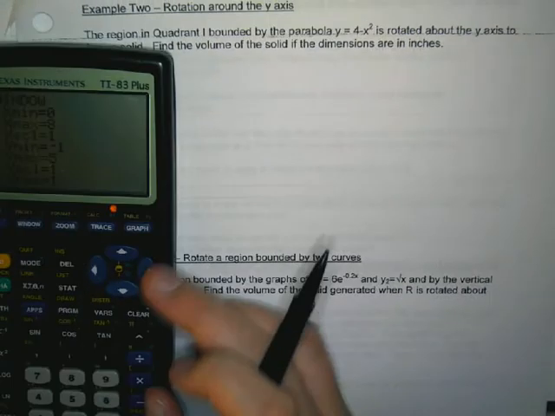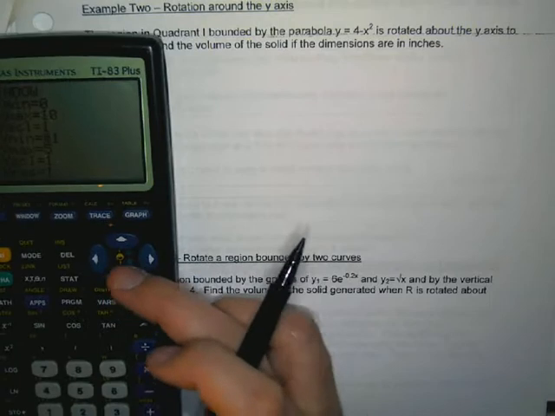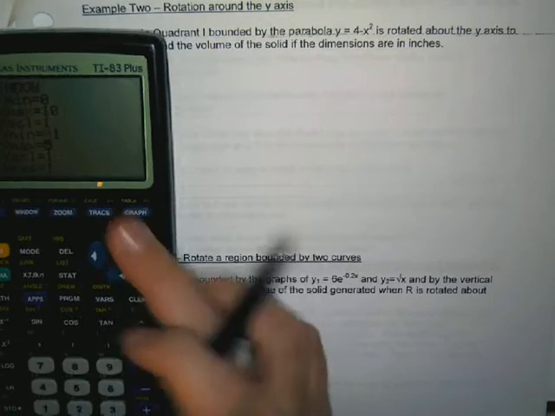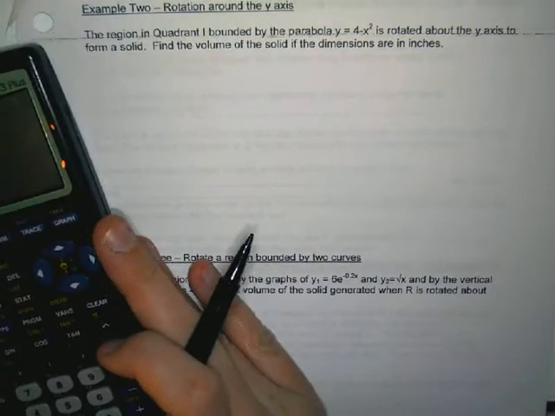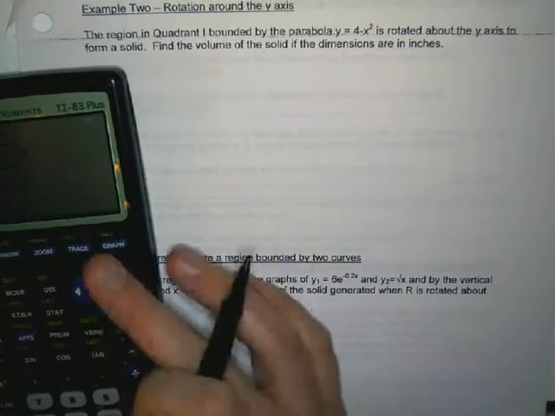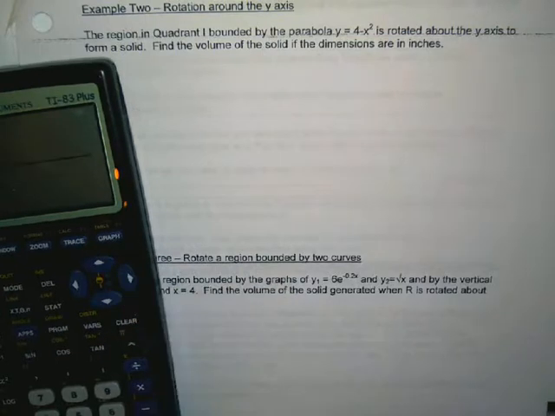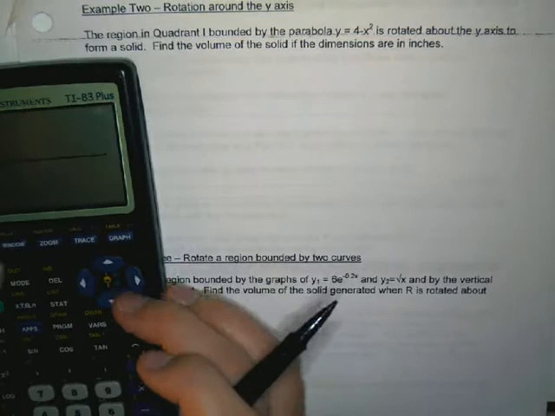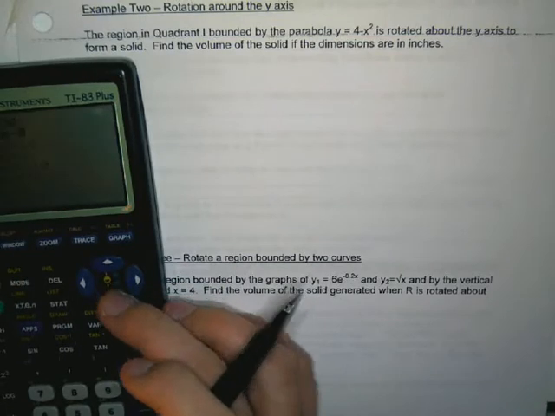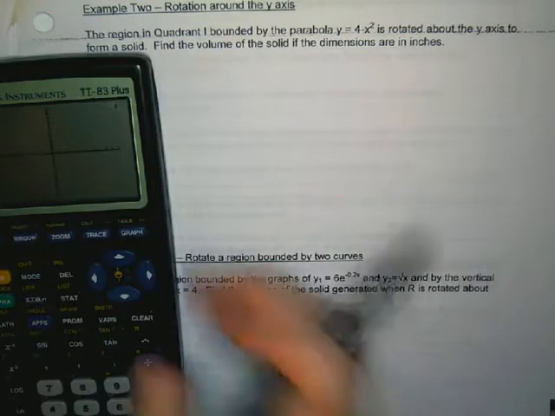Oh, and it's just the region in quadrant 1. So I'm going to start at 0 and go to 10 for now, and then my y min I'm going to make -1, and y max would be, oh, no, I'm going to go from -10 to 10. And actually, I'm going to change this to -10, because I just realized that you're rotating around the y-axis. Okay, so this is my figure.